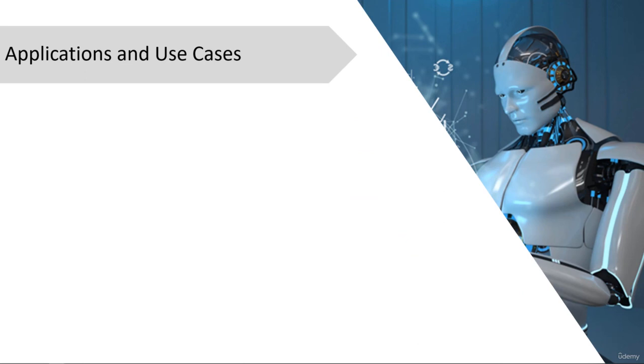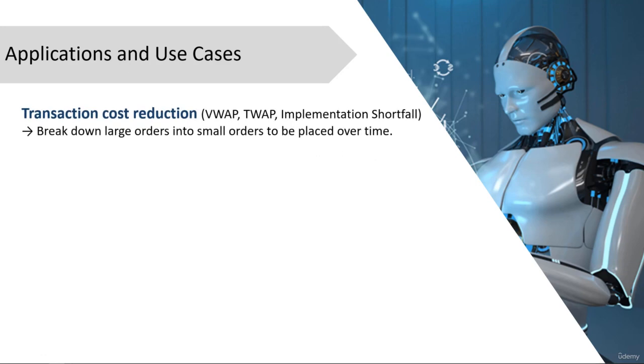Next, let's have a look at some selected use cases and applications of algorithmic trading. Originally, algo trading was used for trade execution and transaction cost reduction. In simple words, let's assume that a bank wants to sell 1 million shares of Apple, then it might not be the best idea to sell all shares at once. So the bank should break down a large order into small orders to be placed over time to optimize the price and the transaction costs.